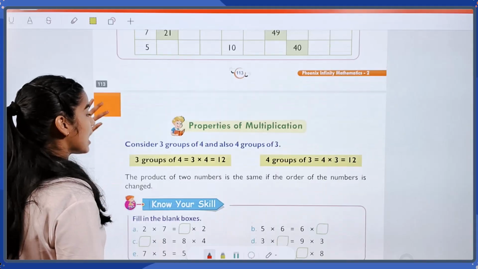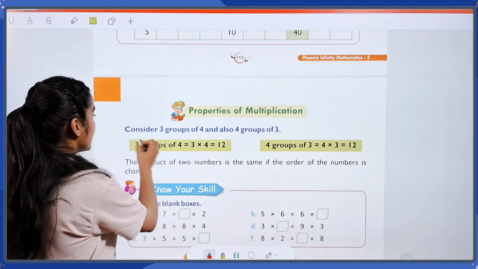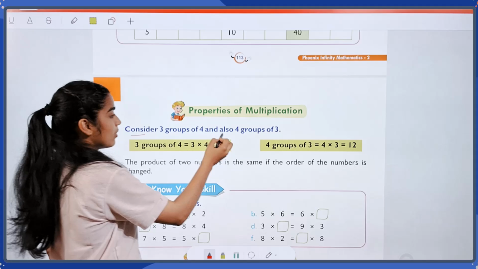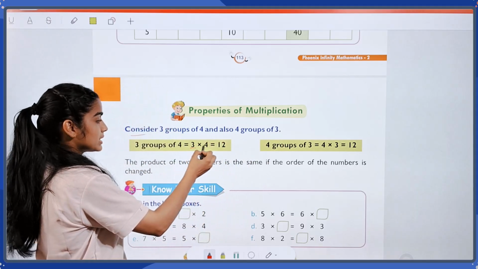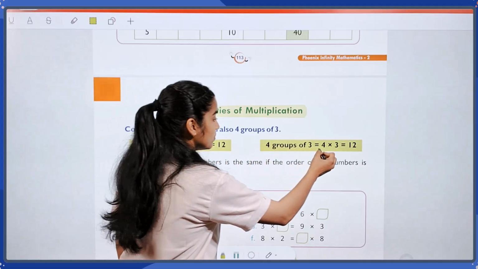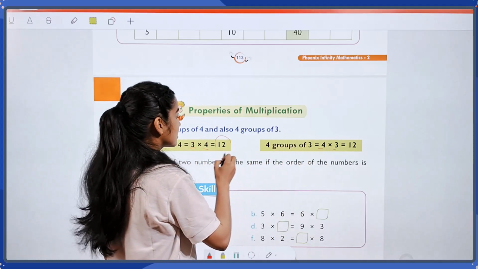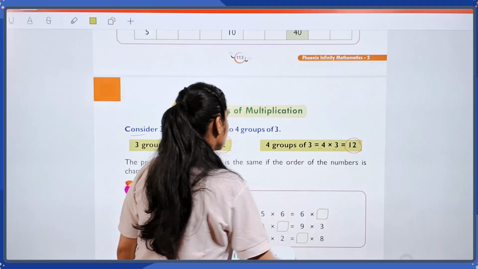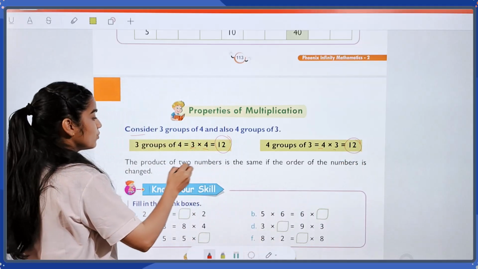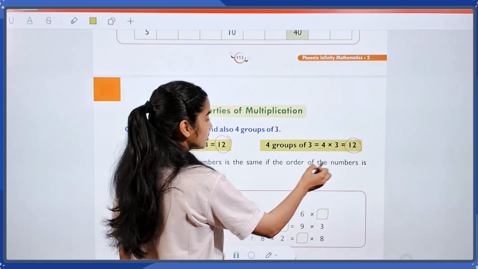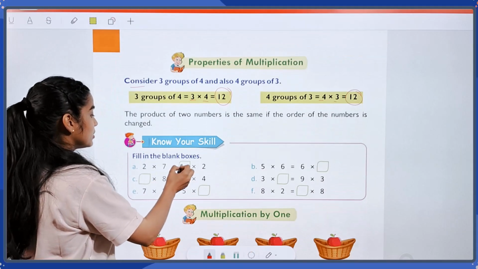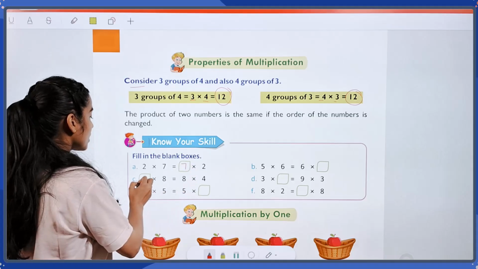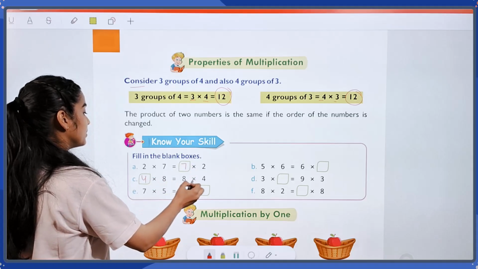Okay. Now properties of multiplication. Consider 3 groups of 4 and also 4 groups of 3. It means when we change the order, 3 multiplied by 4 and 4 multiplied by 3, your answer will remain the same. It does not change. The product of two numbers is the same if the order of the numbers is changed. So 2 multiplied by 7 is equal to 7 multiplied by 2. 4 multiplied by 8 is equal to 8 multiplied by 4.